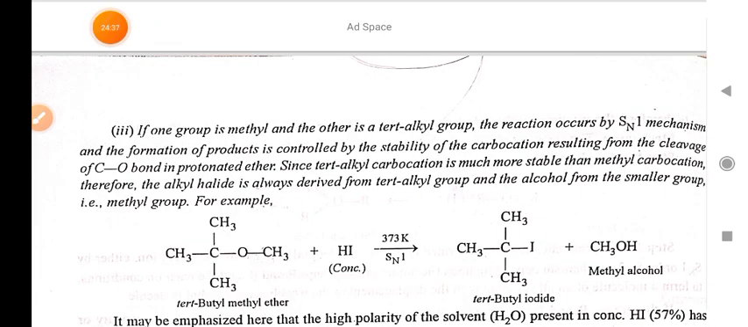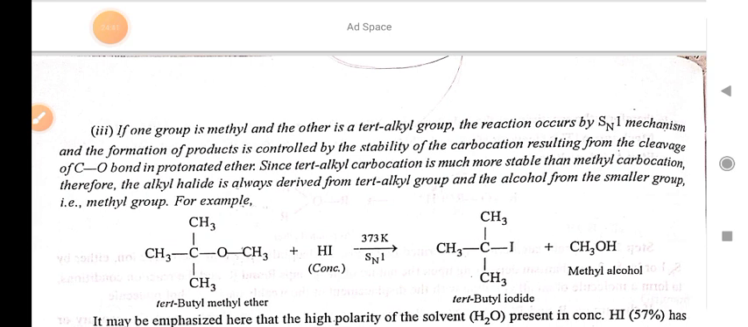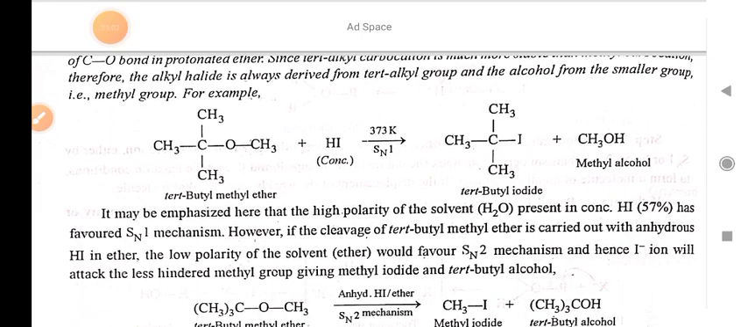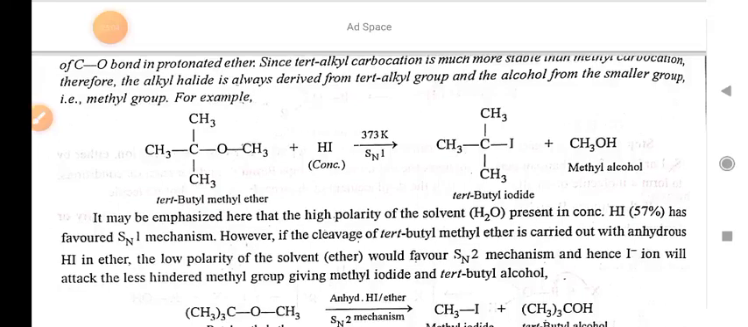If one group is methyl and the other is a tertiary alkyl group, the reaction occurs by SN1 mechanism and the formation of product is controlled by the stability of the carbocation resulting from the cleavage of the carbon-oxygen bond in the protonated ether. Since a tertiary alkyl carbocation is much more stable than the methyl carbocation, the alkyl halide is always derived from the tertiary alkyl group and the alcohol from the smaller group, that is the methyl group.